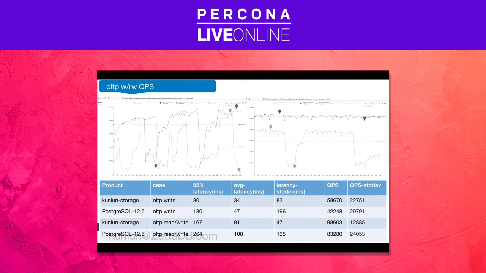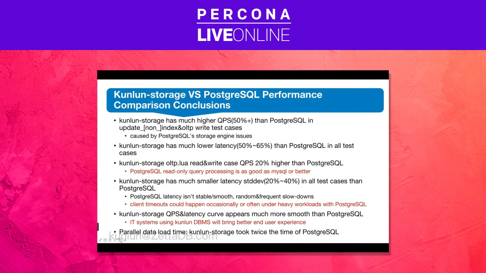So we can conclude that Postgres select implementation is more performant than Kunlun storage, although its insert, update, delete implementation is less performant than Kunlun storage. This is a complete conclusion of this performance test. We can conclude that Postgres read-only query processing is as good as MySQL or better. Second, we can conclude that client timeouts could happen occasionally or often under heavy workloads with Postgres. Third, we can conclude that IT systems using Kunlun DBMS will bring better end-user experience.